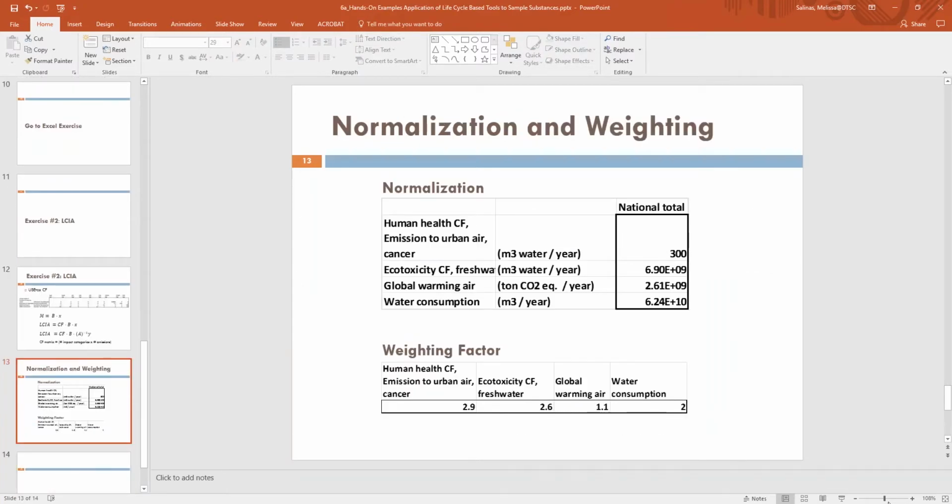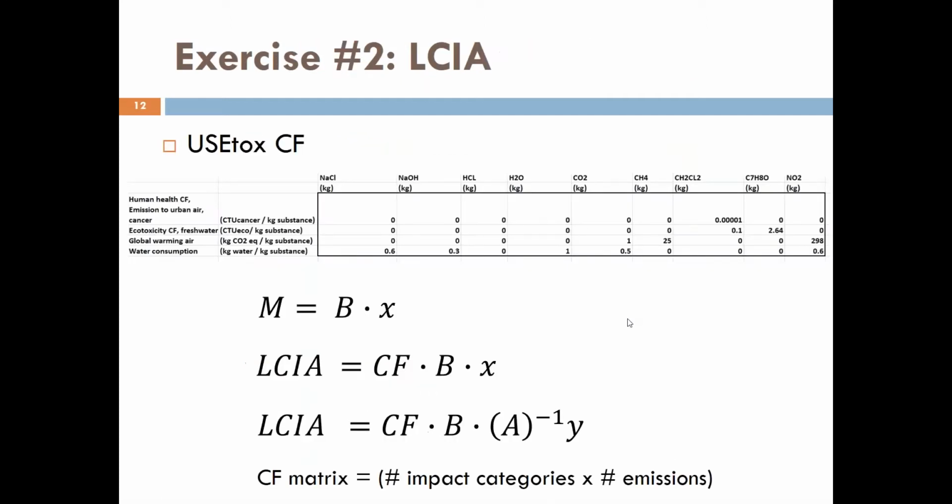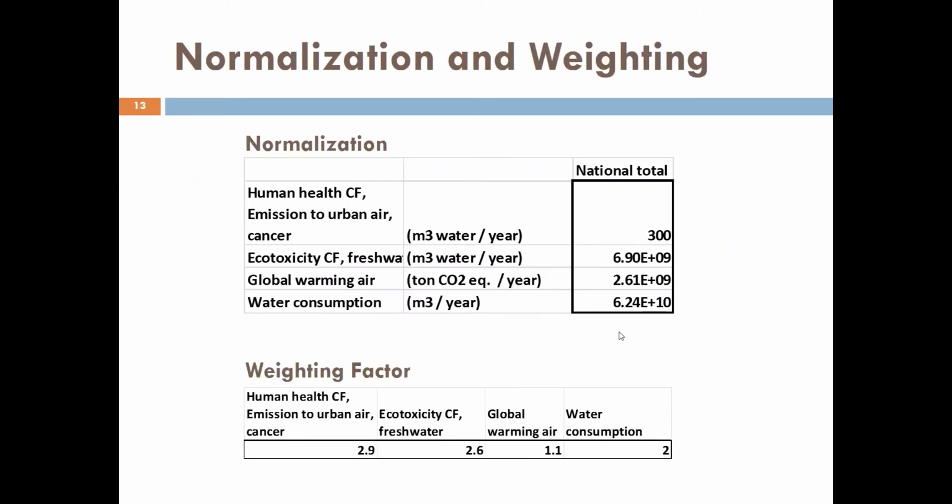Okay, so in the Excel spreadsheet, normalization is the next step. We do have the characterization factor matrix, so basically we can just multiply that to the life cycle inventory. That's easy. And then the next step is normalization. We talked about normalization yesterday because each characterized impact has different units, so it does not really mean very much for us to understand the relative magnitude of that impact of this chemical that we are interested in.